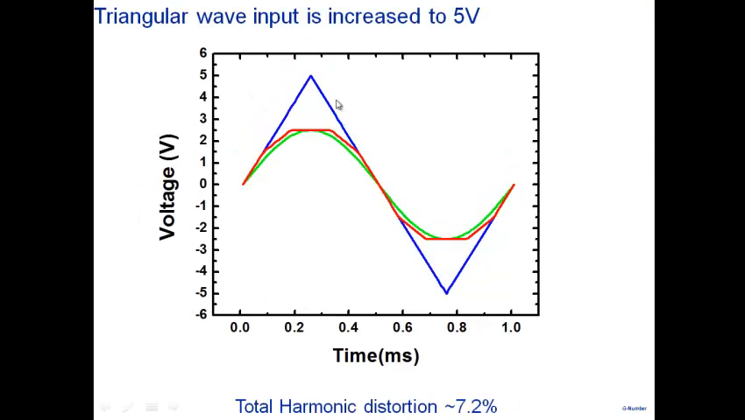For example, if I apply a triangular wave of 5 volt amplitude here, you can see that the red one shows the expected outcome from our circuit, and it's not approximating the sinusoid as well as was the case when the triangular wave input was 4 volt here. In this case, as expected, the harmonic distortion of our waveform is higher, which is 7.2% here.